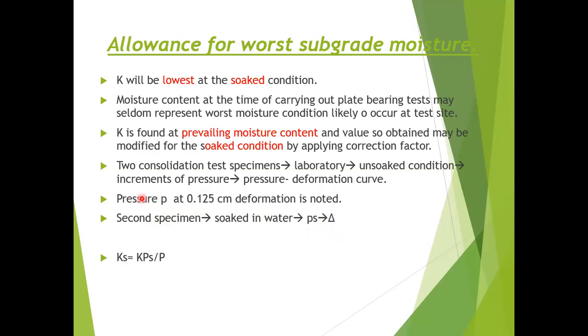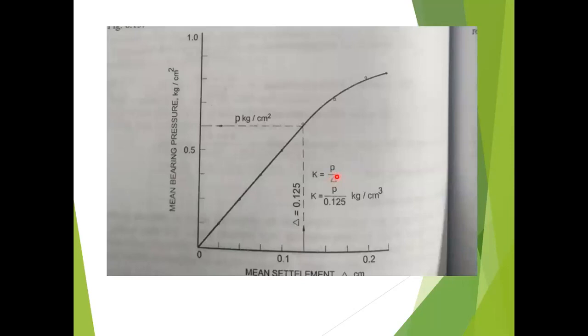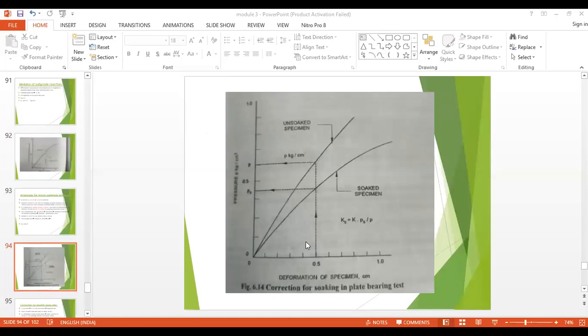Now what will be the equation? The initial equation is K is equal to P by delta. Delta will always be common, that is 0.125. Now what your equation will become, I will show. Okay, this is the equation, right?